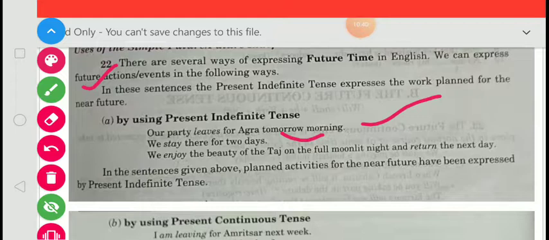So it is a planned action in future. We enjoy the beauty of the Taj on the full moonlight night and return the next day. So all these sentences are in simple present, but they are expressing future time.